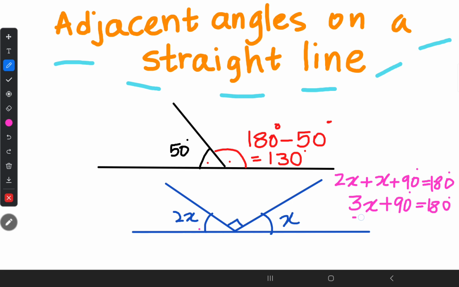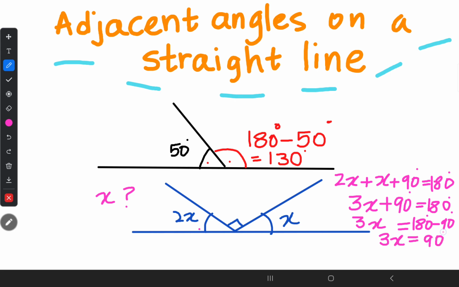Thereafter, for our calculation, we have to find the value of x. Here our question is to find the value of x. We just have to isolate the x. For that, there is an addition of 90 here. So when we bring the addition of 90 to the other side of the equation, that will become a subtraction. So from 180, you should subtract this 90. That will give you 3x as 90 degrees.